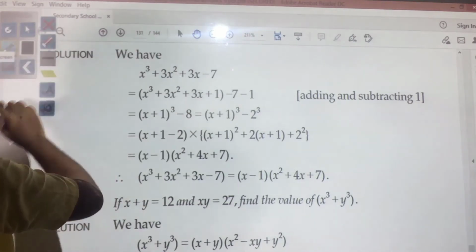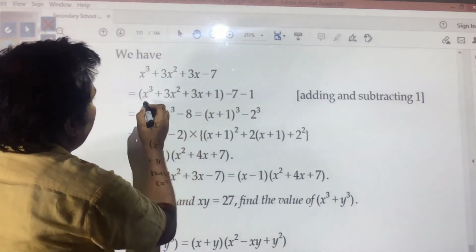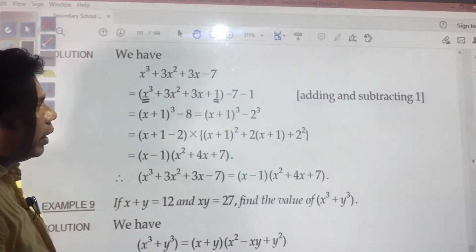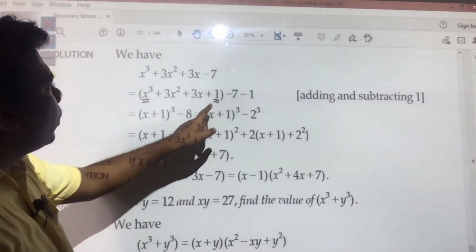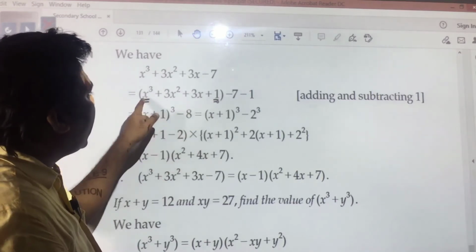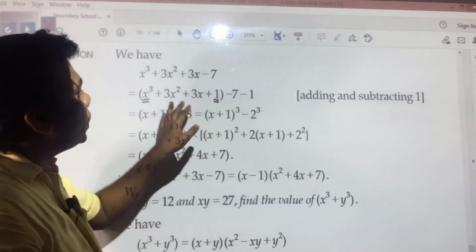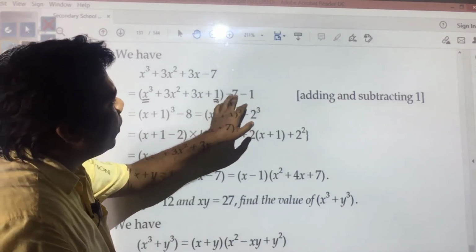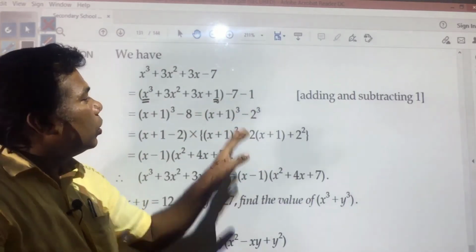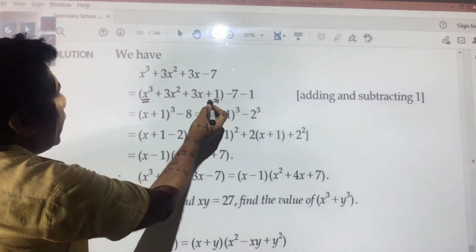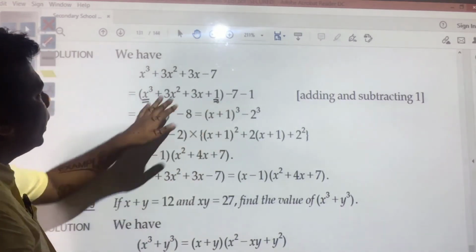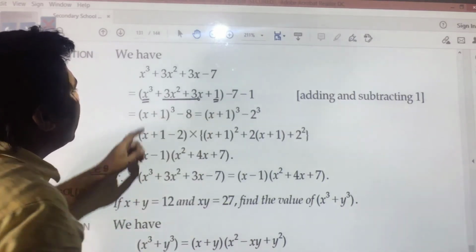So for getting this in formula, what we needed, you see, x cube we already had, 1 cube we did not have. So to get 1 cube, this 1 has been added, and since we have added 1 ourselves, what is required to be done? That is required to be subtracted also. So x cube plus 1 cube means x cube plus y cube. In between, what do we need?